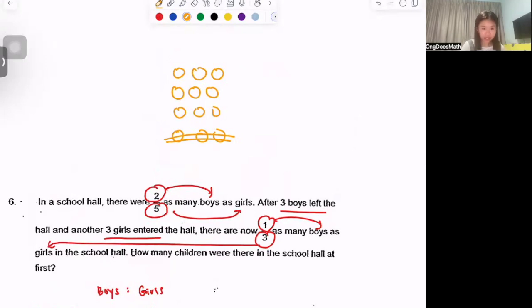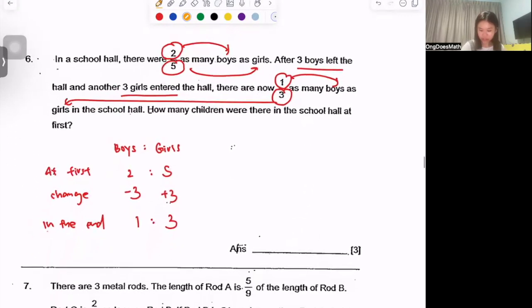At first you got 9 students, at the end you still have 9 students, right? Okay, so now same logic here. After 3 boys left and 3 girls entered, the total number of students will still remain the same, right? At first and in the end. Because when we talk about total, we don't care about the gender. So it's like telling you 3 students left and 3 students entered. So the total will still be the same.